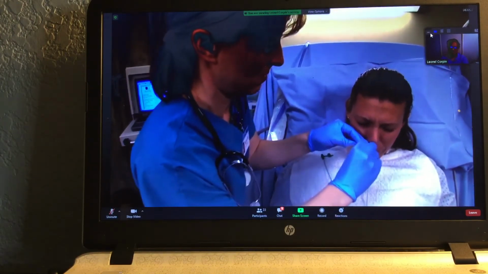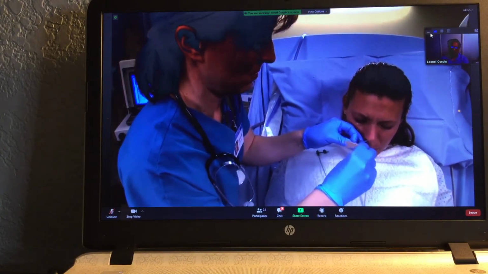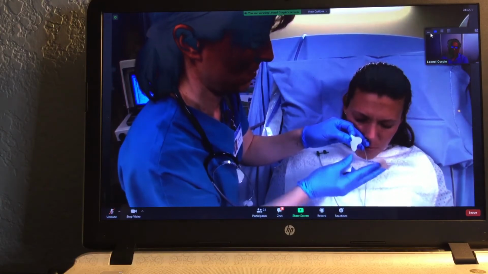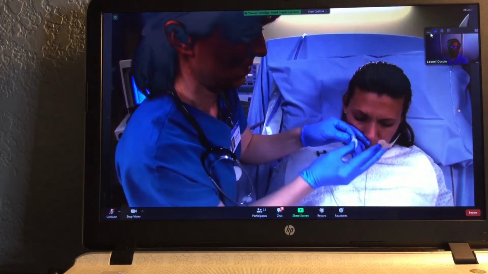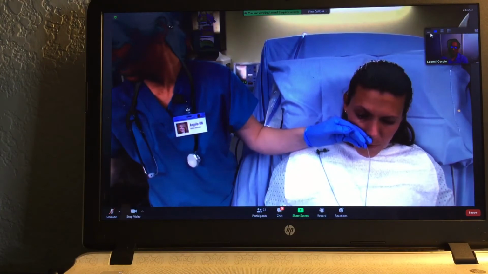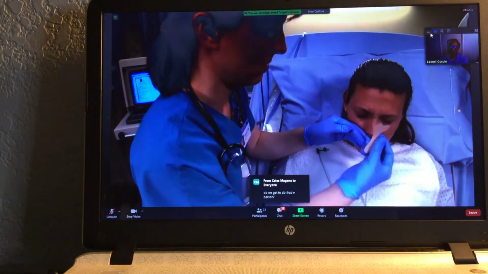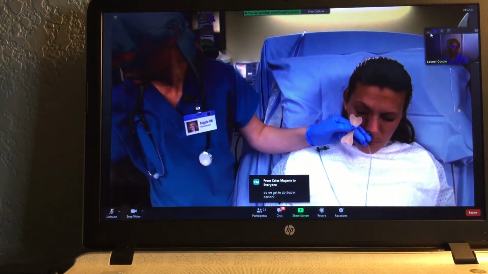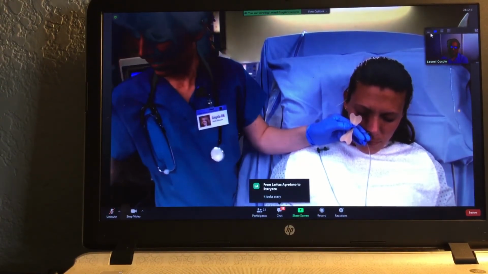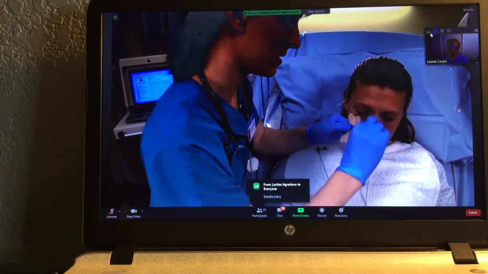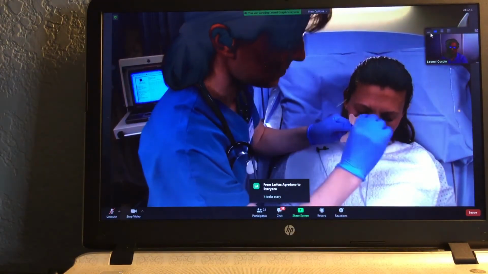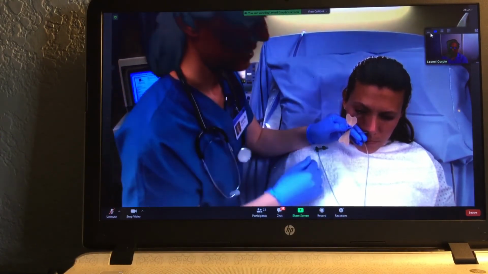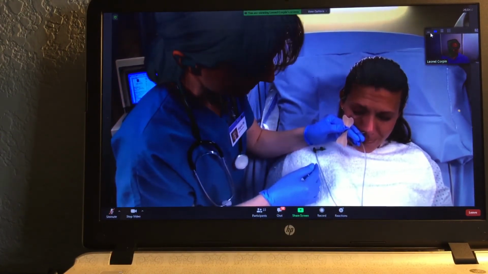Anchor the tube to the client's nose to avoid pressure on the nares and to reduce traction on the nares if the tube is moved. This is a little skin adhesive to help it stick. I'm just going to let that dry for a minute. Are you doing okay? Yes. Okay.